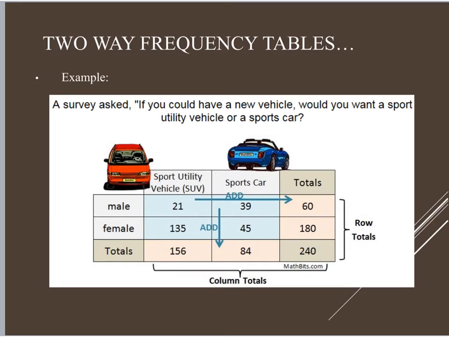Likewise, if I want to know how many males were surveyed in all, I can go horizontally here and add up these numbers. So I have 21 plus 39, which will give me 60 males were surveyed. And I have 135 plus 45. This will give me 180 females were surveyed. And again, if I add these two numbers here, the males plus the females, it should also give me this total down here. So this is kind of how you set up a two-way frequency table.